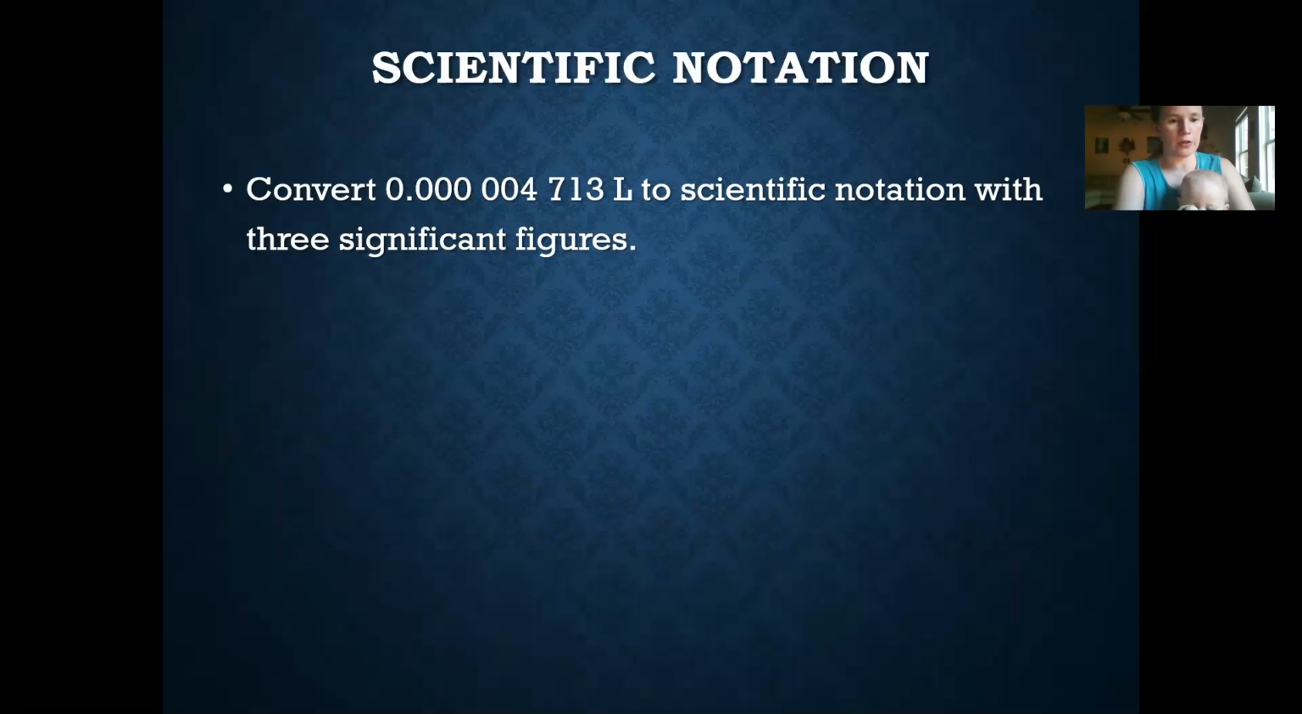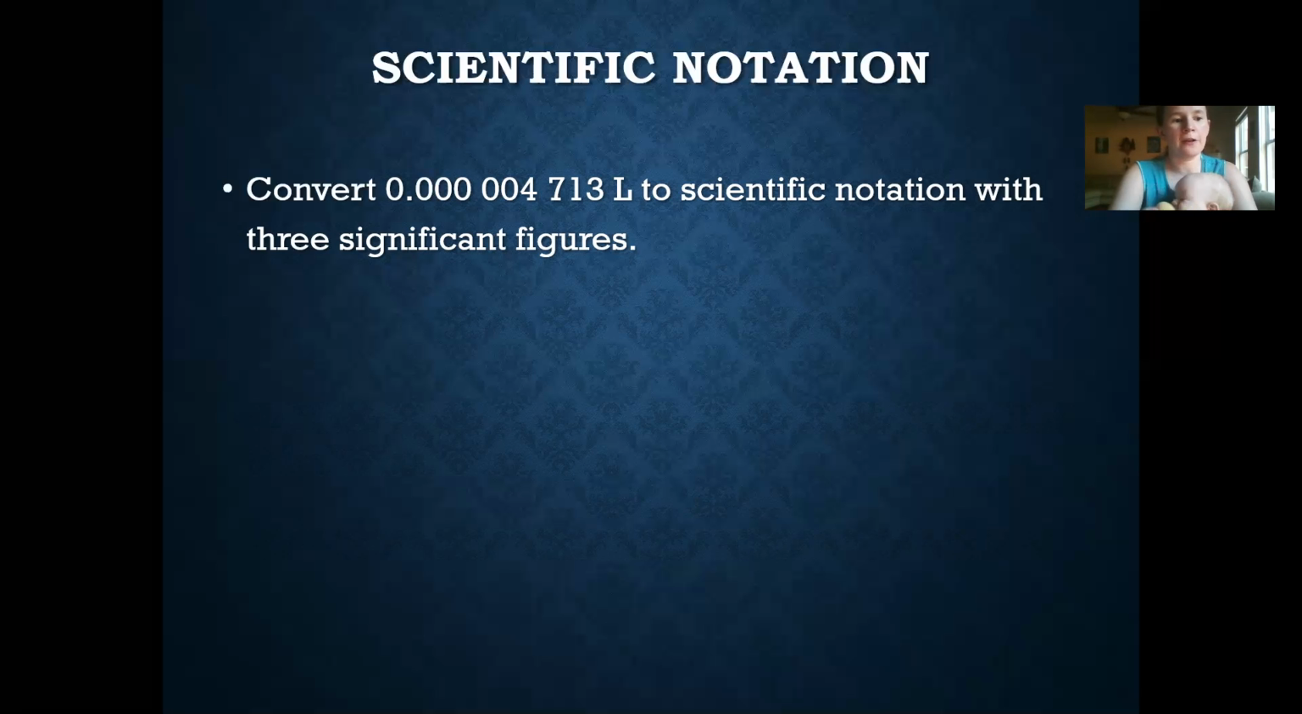So before we move on, we're going to do one more. We're going to convert 0.000004713 liters to scientific notation with 3 significant figures. So just like with the other numbers, we take the first significant figure and put a decimal after that. And the first significant figure is 4.